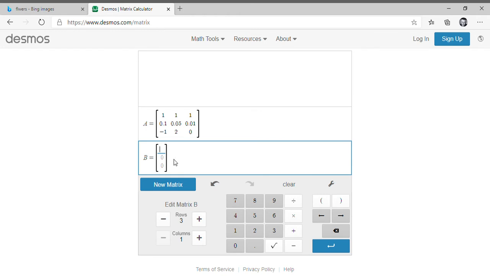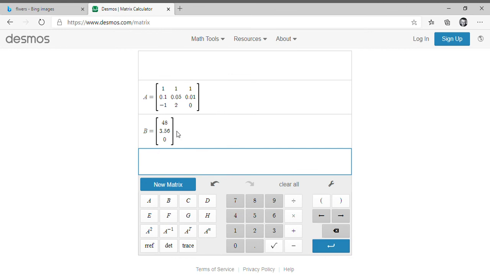And the numbers happen to be 48. That's how many coins we had. Hit tab. Then 3.56, which was the value of those coins in dollars. And then we had 0 because we moved everything to the left-hand side. So again, this is our constants matrix, which are just the numbers on the right-hand side of our problem in the System of Equations number 7 video. We hit enter again. Now we have two matrices.